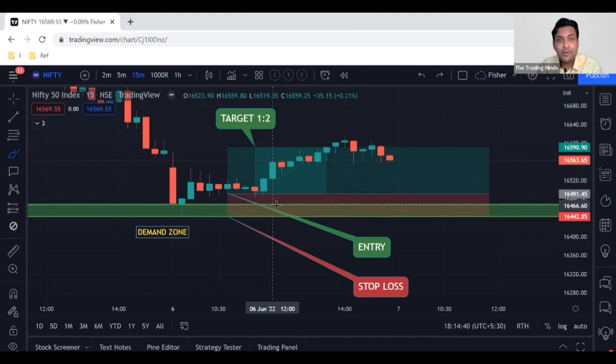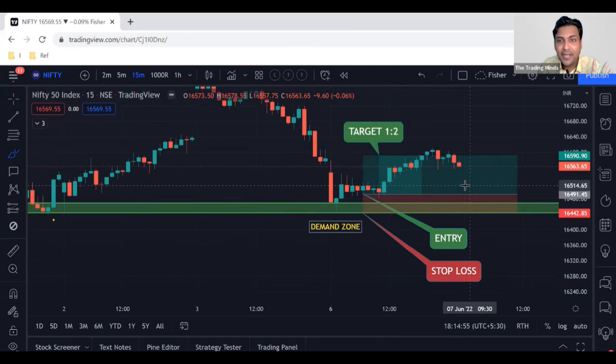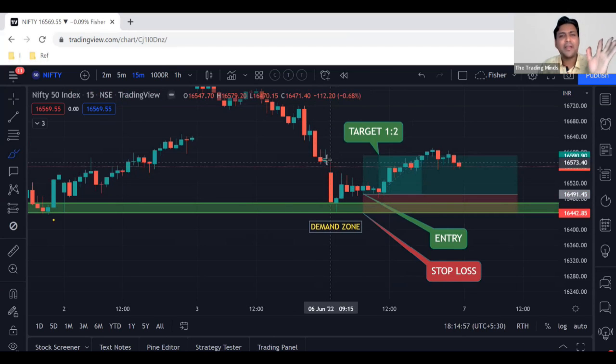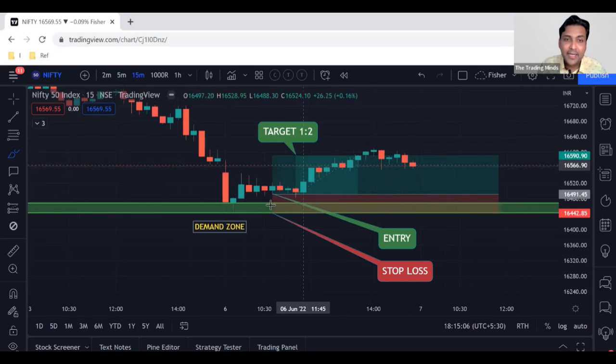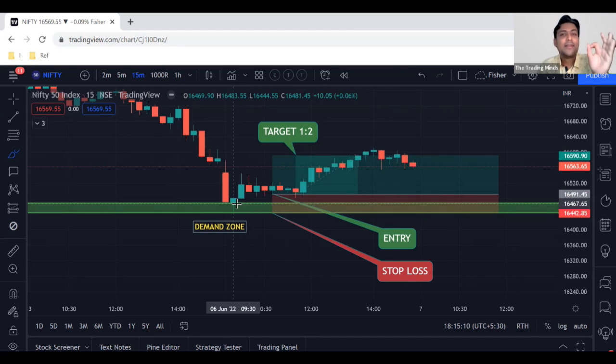So this is the level of trading ideology you should follow. I'm taking an entry here, taking a stop loss here, taking a target here, and I'm following this 1:2 risk to reward methodology. And I'm waiting for my entry. I didn't just start trading when the market started at 9:50. I waited, and I waited till I got an entry here, near my demand zone.